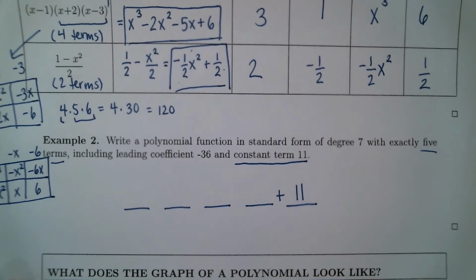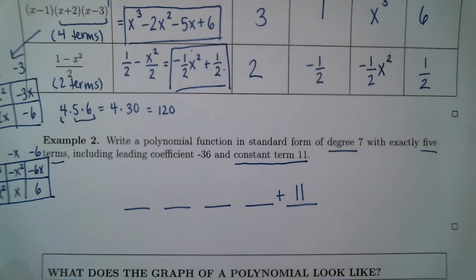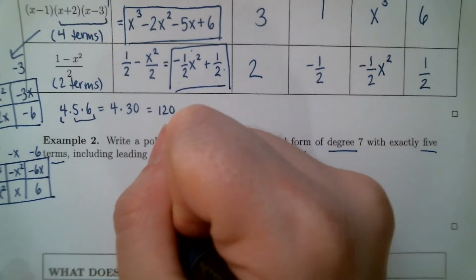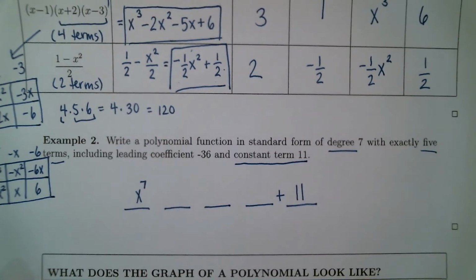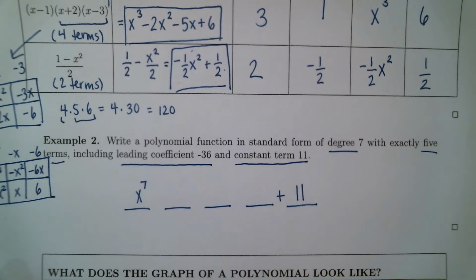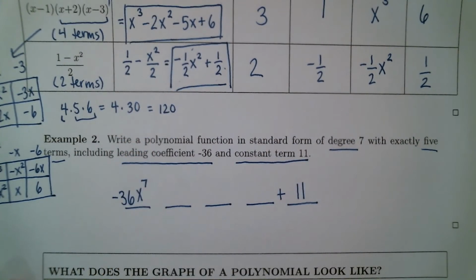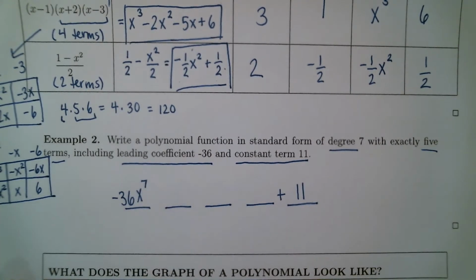What else do we know? We know that the degree is 7. So the highest power of x that you're going to see in the whole thing is the 7th power. Your polynomial is going to start with x to the 7th. Again, standard form forces this piece to be the first term. The leading coefficient, which is the number in front of the highest power of x, is -36. So -36 has to go in front of the x to the 7th power. Your first term is going to be -36x to the 7th.